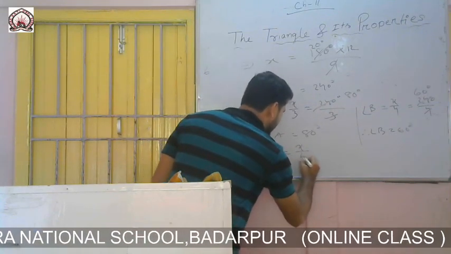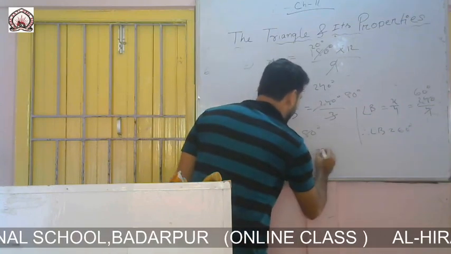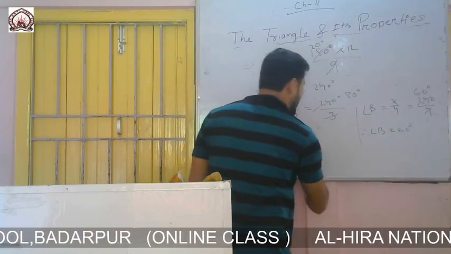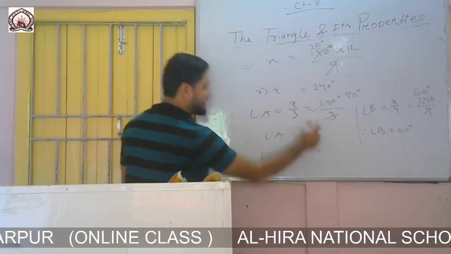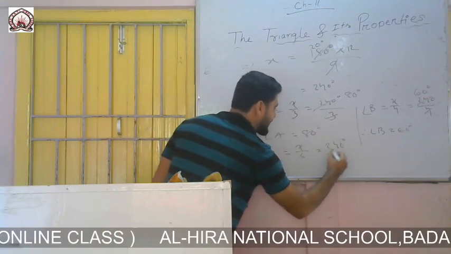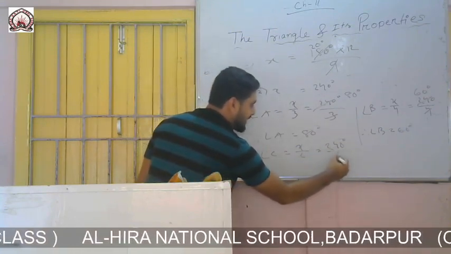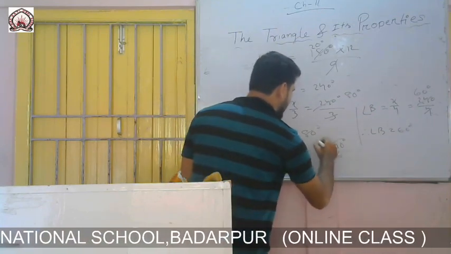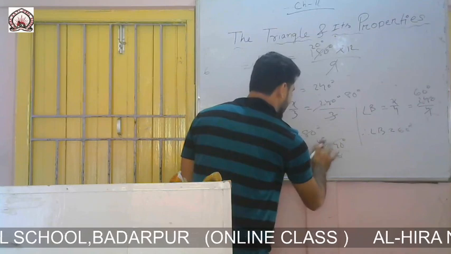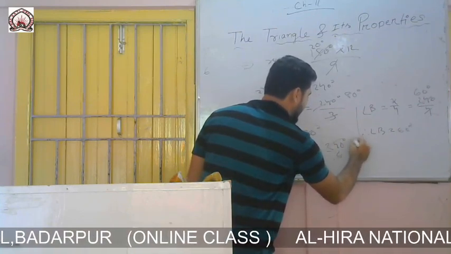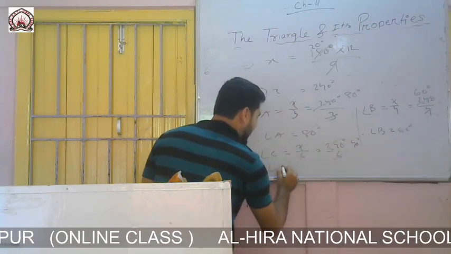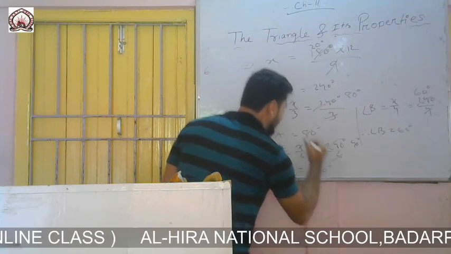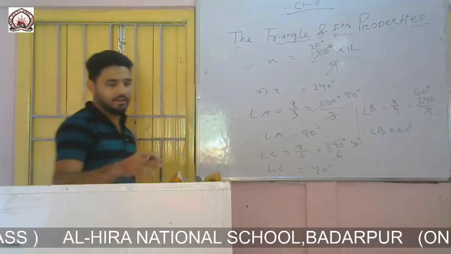Similarly, I can find angle C equals x by 6. I have written it earlier. Now in place of x, I will write 240 degrees by 6. Now if I cancel, then I will get 40 degrees. So therefore, angle C equals 40 degrees. So that is the answer.